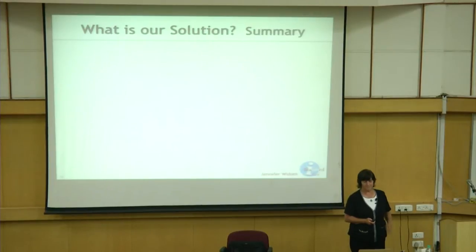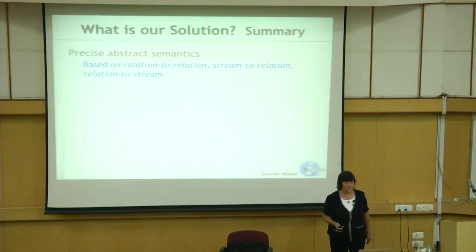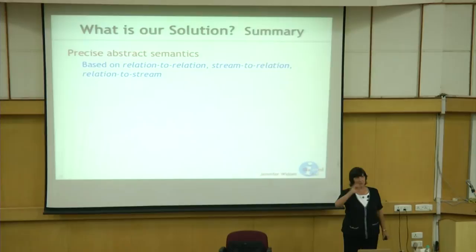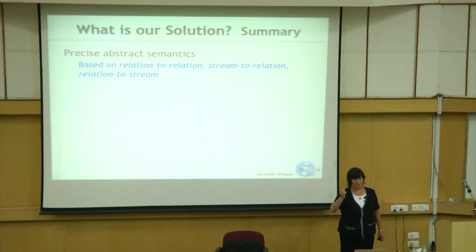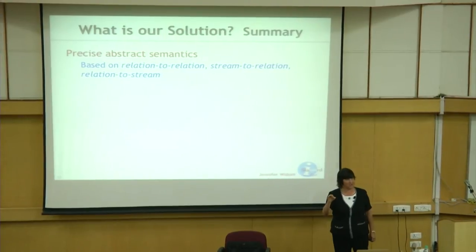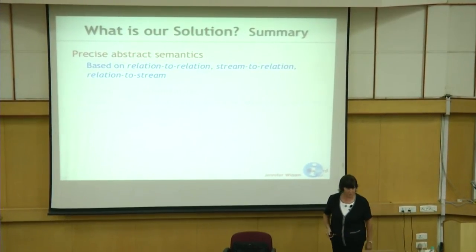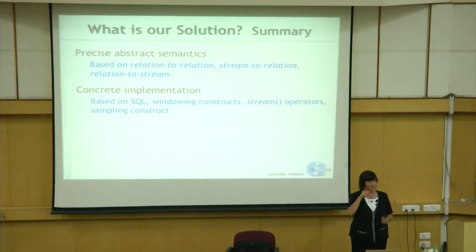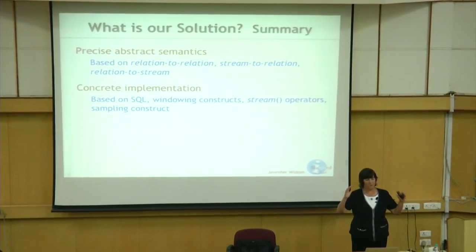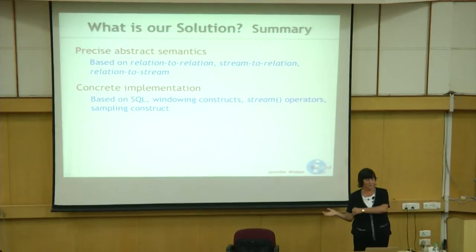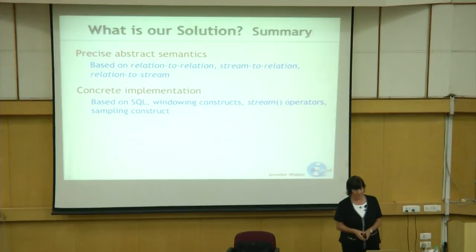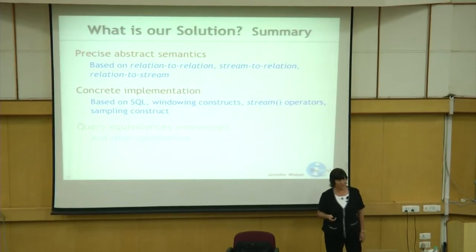Okay, so a summary of our solution. We defined a precise, what we called abstract semantics, and it said, okay, we'll take any semantics for relation to relation, like relational algebra, and then we just added the stream to relation and relation to stream operators that I showed you. Then we had a concrete implementation, which was based on the SQL language for relation to relation, the windows I showed you for going from streams to relations, and then stream operators to go the other way. And then we also added to the language a sampling construct, because in data streams it's quite common to want to take a sample of the stream and operate on that instead. So that was the language called CQL.